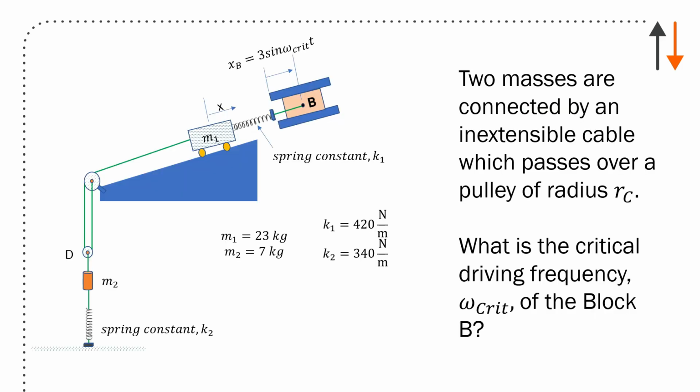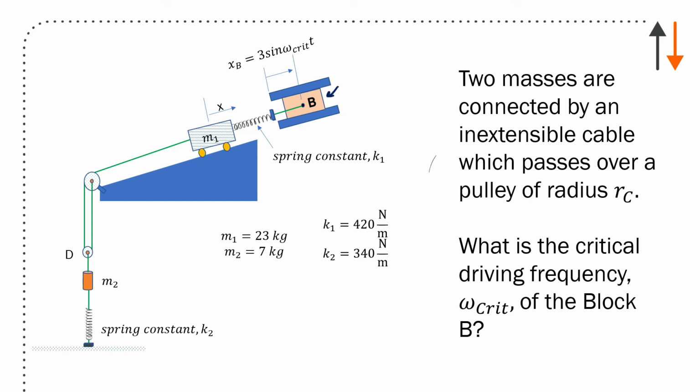This is one of the problems that we have. It often looks more difficult than it is. These are two masses that are connected by an inextensible cable which passes over a pulley of radius RC. What is the critical driving frequency of the block B? So you have block B, which is up at the corner here.